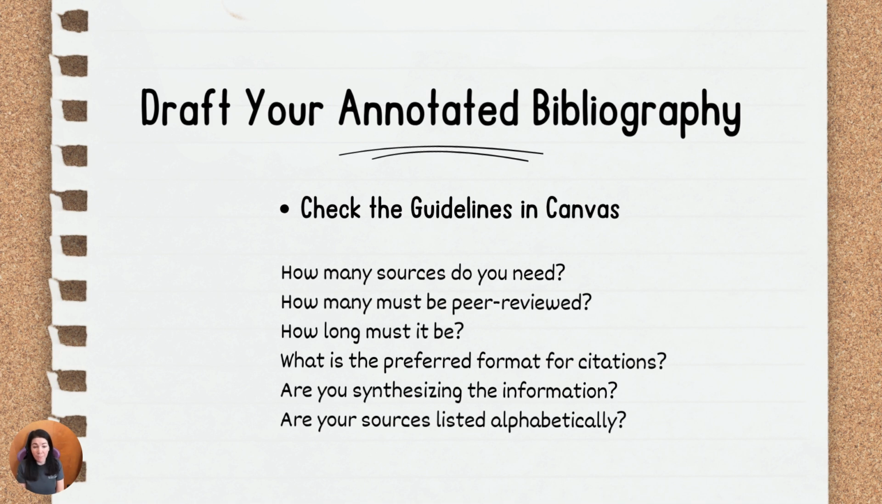Next, draft your annotated bibliography. Check the guidelines in Canvas. How many sources do you need? How many of those sources must be peer reviewed? How long must your annotated bibliography summary be? How many pages, what's the preferred format for the citation, MLA, APA? Are you synthesizing the information? And are you listing the sources alphabetically in formatting your annotated bibliography?